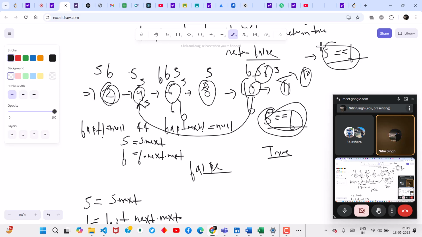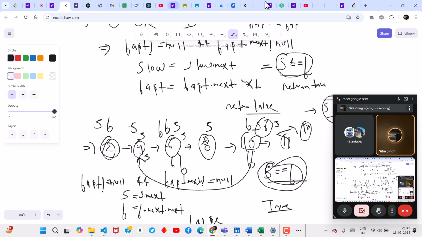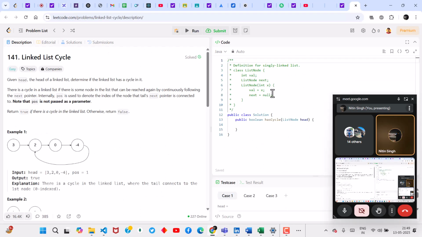Makes sense? Okay. Let me write the first code, and for the next question, you will be writing the code by yourself. So what I have to do is take two pointers. Both of the pointers will be of node type. So the node class is ListNode. Let's make a ListNode, and the name of my first pointer will be slow, and it will initially be pointing to my head.